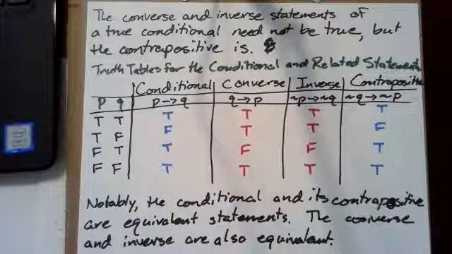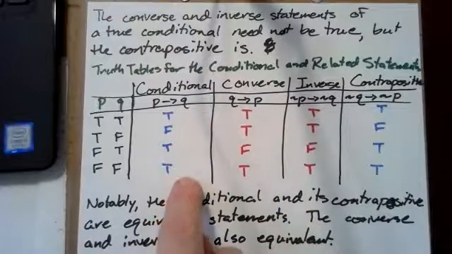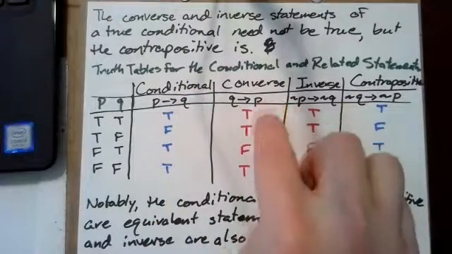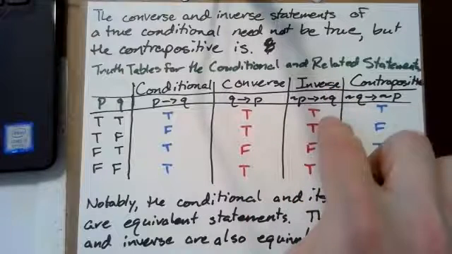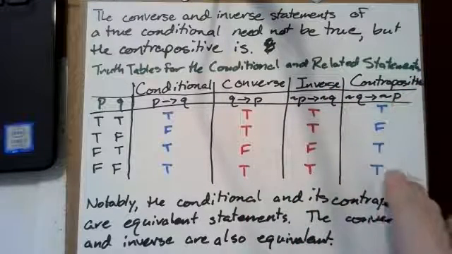Here are the truth tables for the conditional and related statements. We've got our standard conditional, true, false, true, true. Our converse, true, true, false, true. Our inverse, true, true, false, true. And our contrapositive, true, false, true, true.